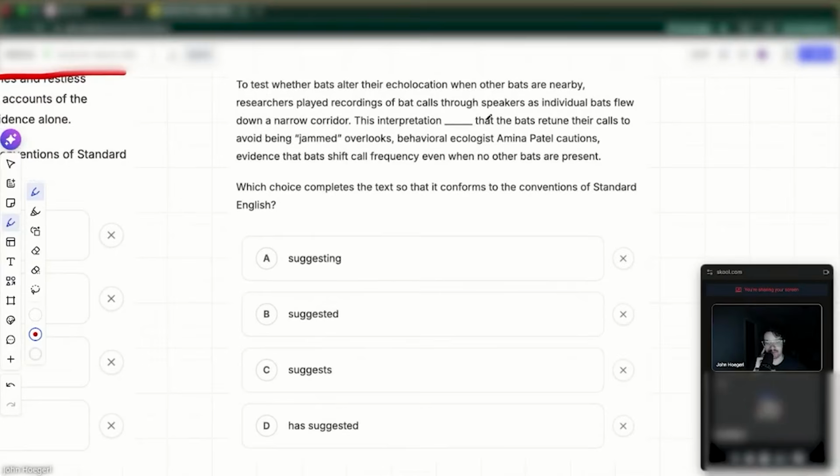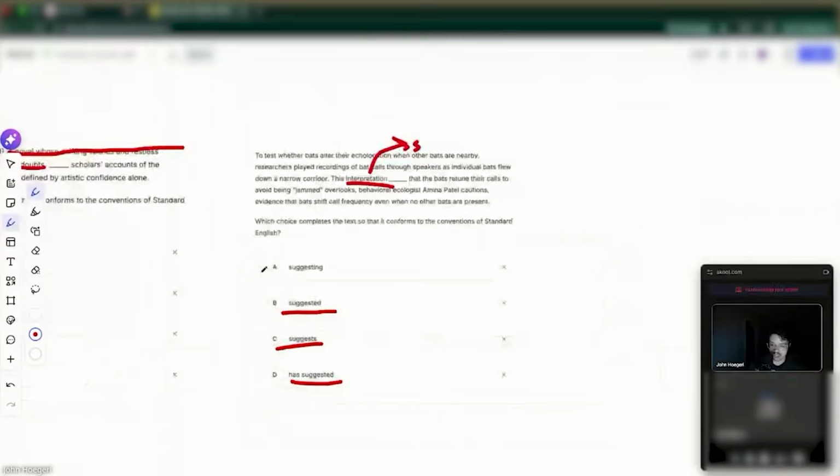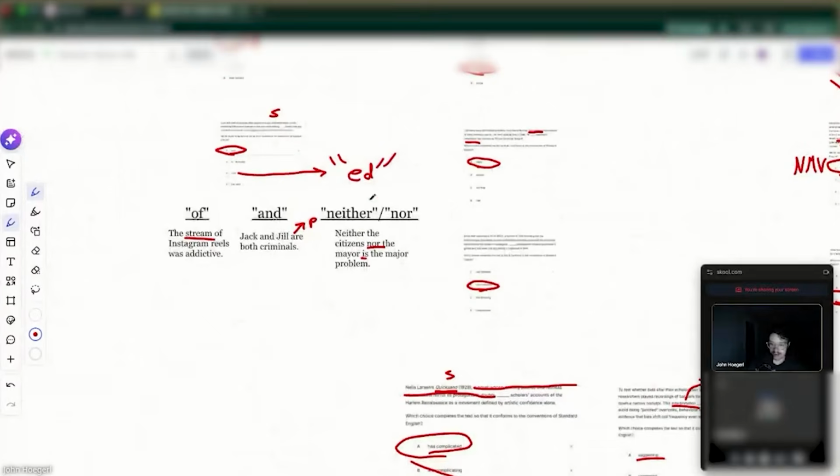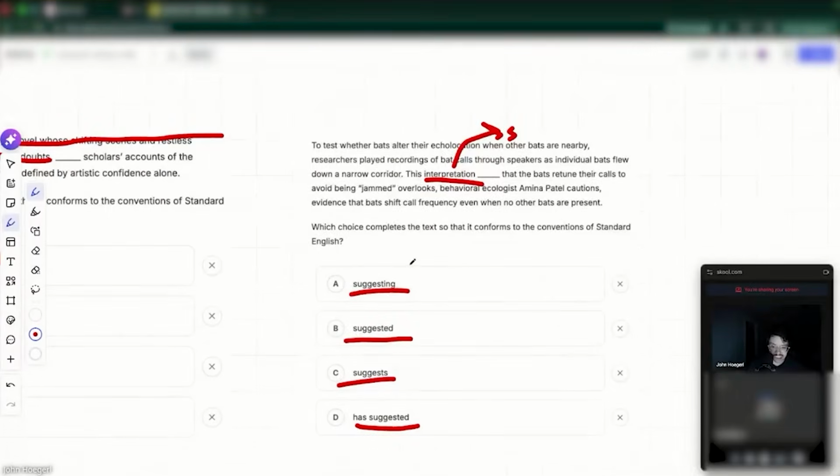This interpretation, and then we say, yeah, so interpretation, that would be a singular subject here. So we know that automatically going into this. So it could be suggests, it could also be has suggested, and it could also just be suggested, because as I mentioned before, it can even be suggesting, because all of these could theoretically work with this. I mentioned up here the -ed and -ing forms as well.